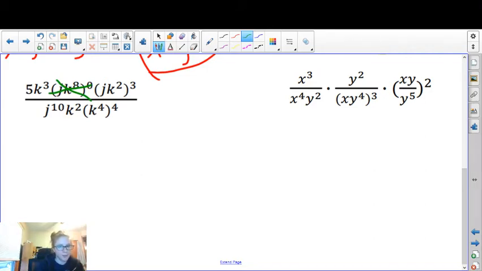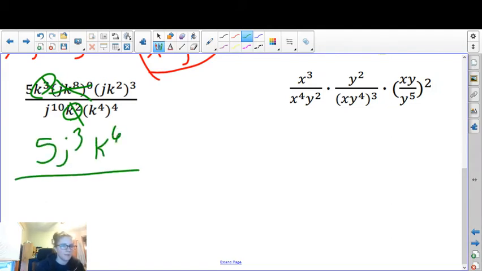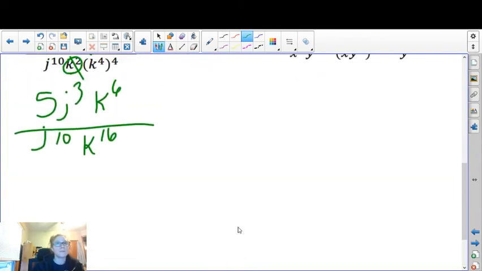I need to distribute that 3 on top and the 4 on the bottom. I can reduce the k's, so I have 3k on top and 2k on the bottom, so there's all of 1 on top now. So I have 5 j to the 3rd, k to the 6th, over j to the 10th, k to the 16th. Which will give me 5 on top. 3 minus 10 is negative 7, so there's 7 down below. And then 6 minus 16 is negative 10, so there's 10 down below.